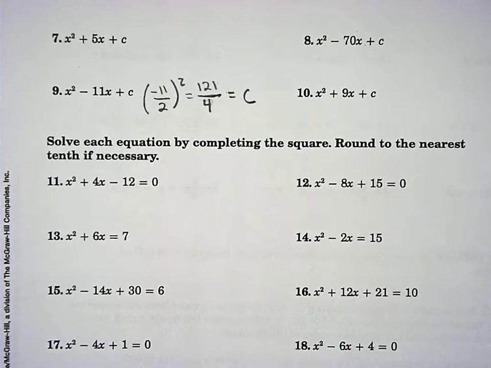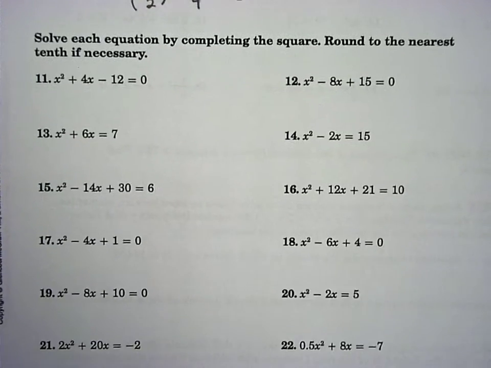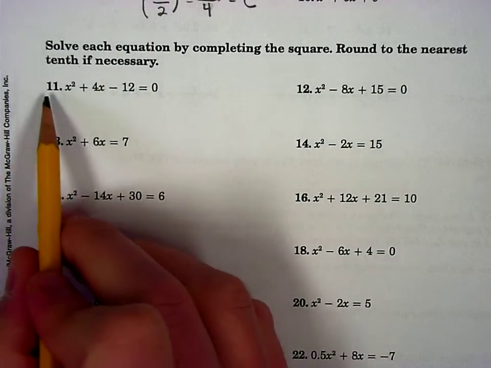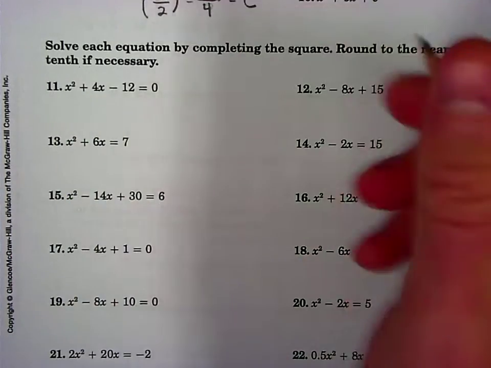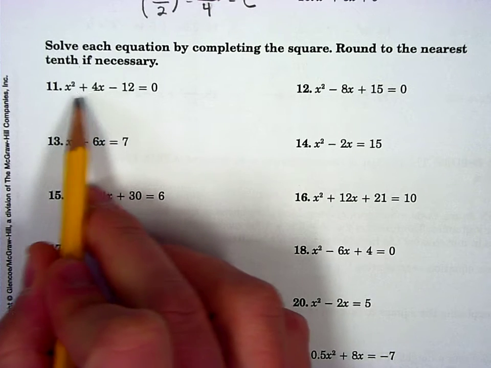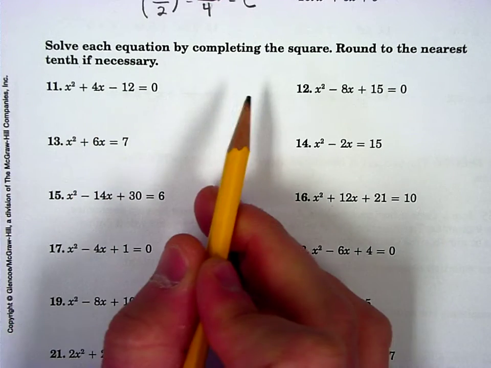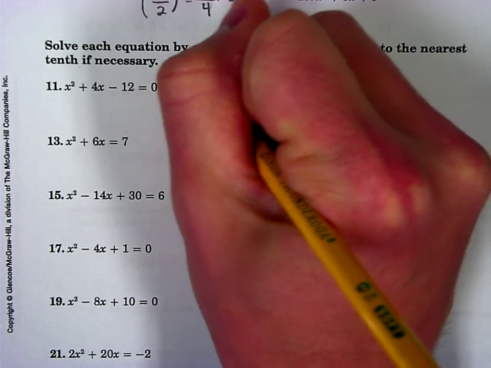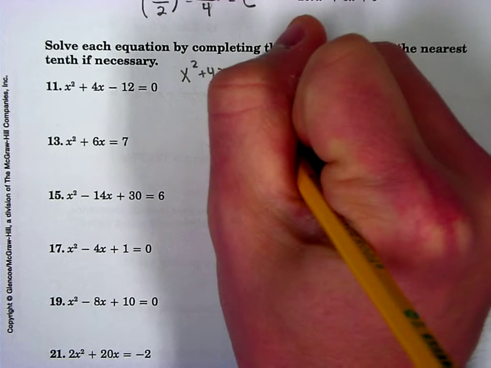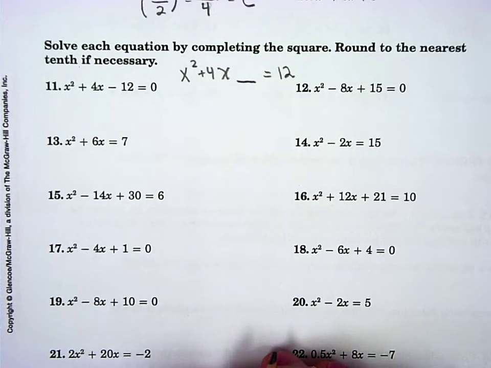Now, if we go down, now we actually want to solve the equations by completing the square. Round to the nearest tenth if necessary. So let's do number 11 real fast. So when you're completing the square, you want to get a perfect square trinomial in here. So the first thing you want to do is move the constant to the other side. So I'm going to rewrite this as x squared plus 4x, and I'm going to leave a little space here for my c, equals 12, because I moved that 12 over.